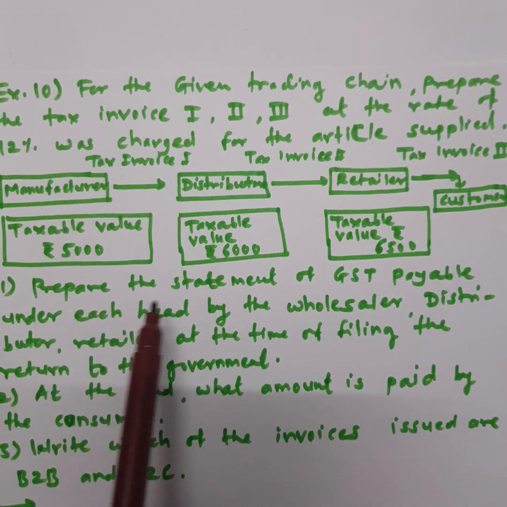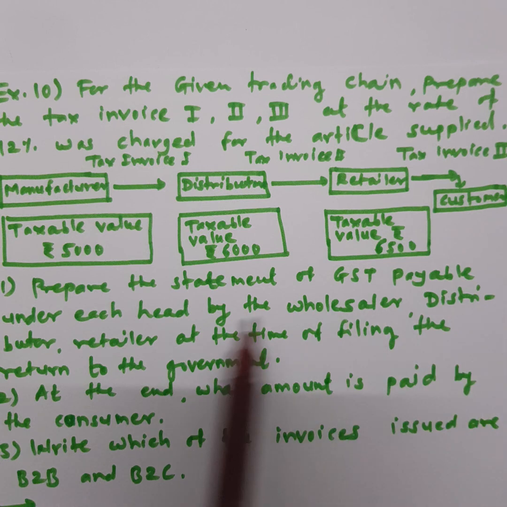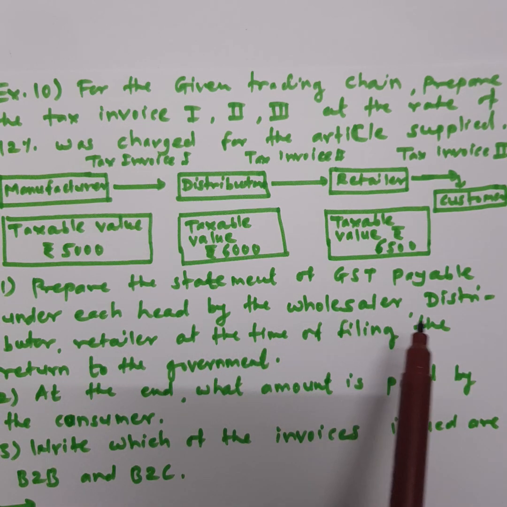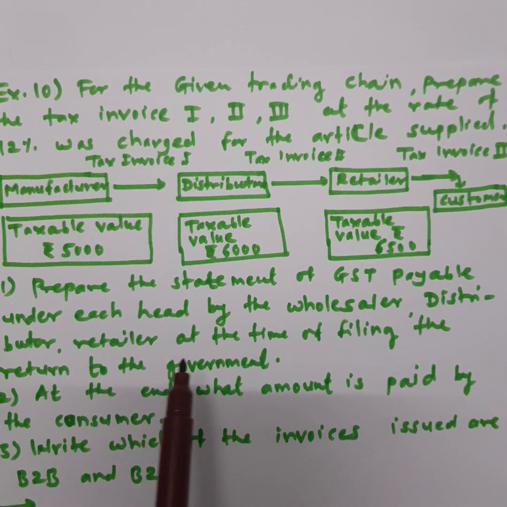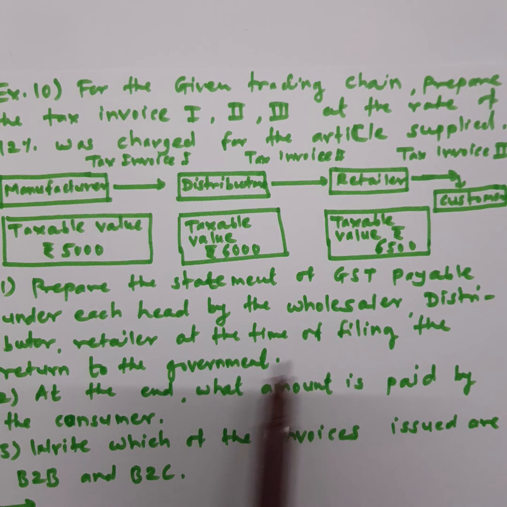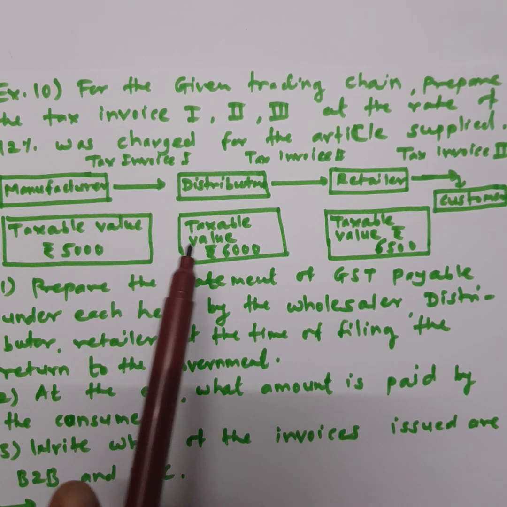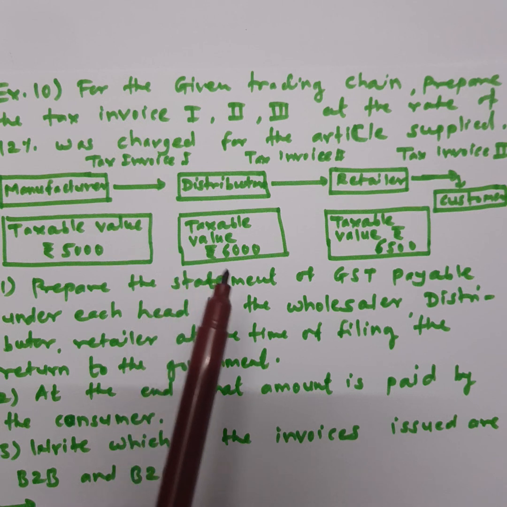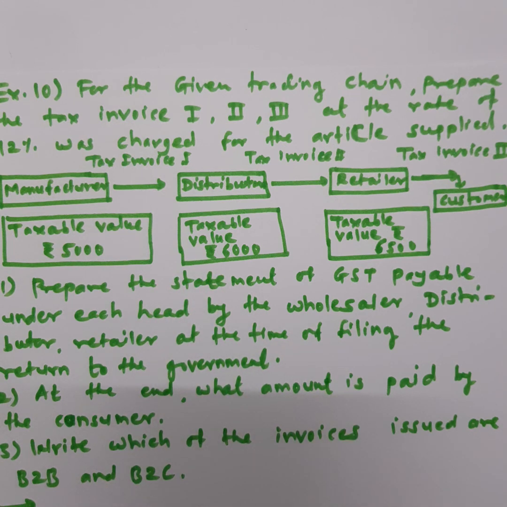First, prepare the statement of GST payable under each head by the wholesaler, distributor and retailer. Means we have to find the GST payable by these three, that is wholesaler, distributor and retailer.